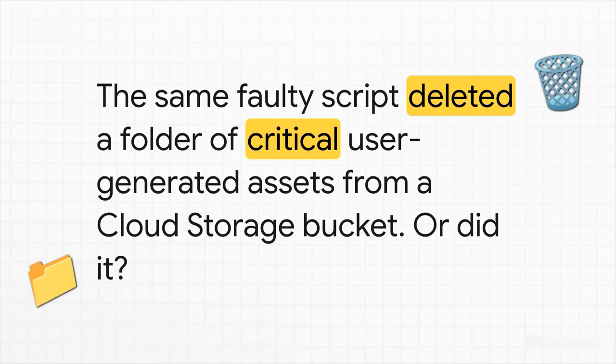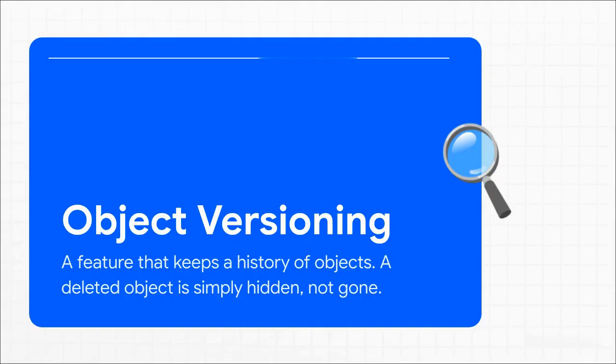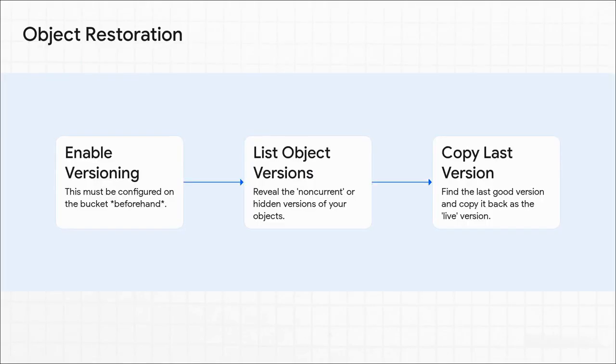Or are they? This is where a little feature called object versioning becomes, and I'm not exaggerating, your absolute best friend. When you enable this on a storage bucket, deleting a file doesn't actually delete it. It just hides the old version and marks it as non-current. It's basically a magical undo button for every single file in that bucket. And the recovery? It's ridiculously simple.